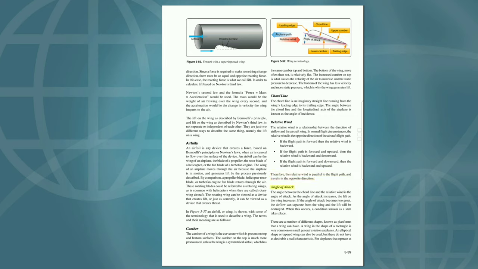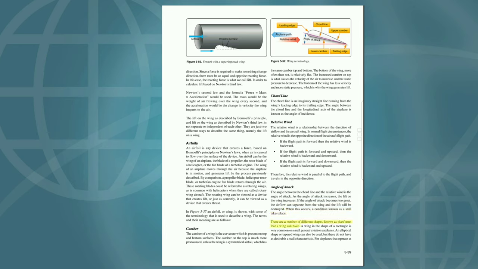Angle of attack. The angle between the chord line and the relative wind is the angle of attack. As the angle of attack increases, the lift on the wing increases. If the angle of attack becomes too great, the airflow can separate from the wing and the lift will be destroyed. When this occurs, a condition known as a stall takes place.